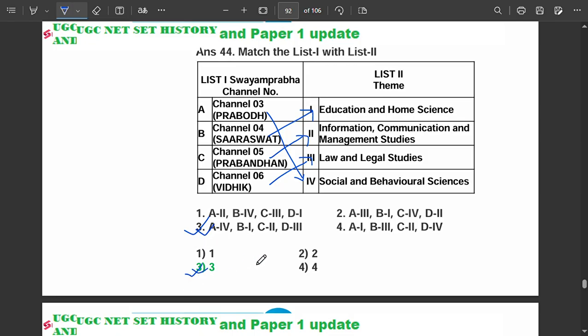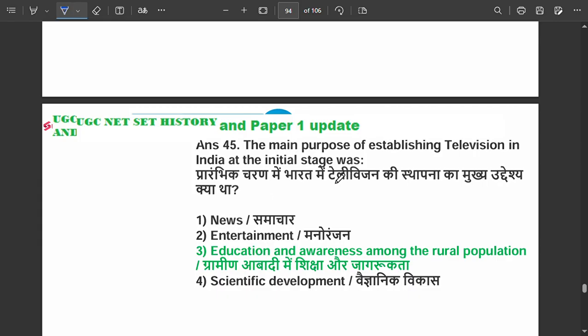Next, question number 45. The main purpose of establishing the television in India at the initial stage was option number 3, education and awareness among the rural population was the correct answer, option number 3.